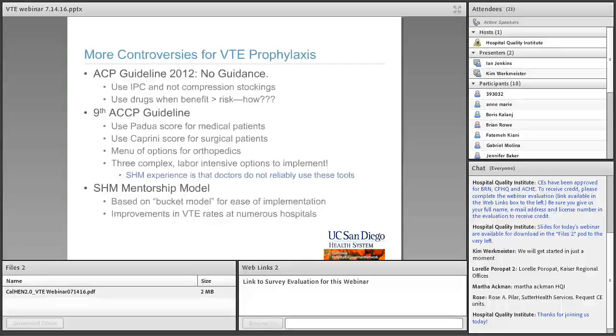So instead of those 2 models, what we actually recommend through the Society of Hospital Medicine is that we use something called a bucket model for ease of implementation. It's been successful for us at UC San Diego, and it's been implemented at numerous hospitals which have seen reductions in VTE rates, and that's why it's our preferred protocol. I don't have a randomized controlled trial for you, but I do have a number of real-world improvement efforts that have worked, and that's what we feel is perhaps most relevant to the implementation field.